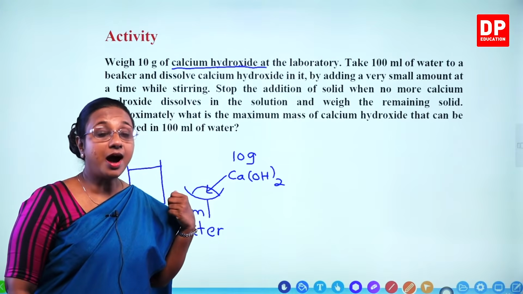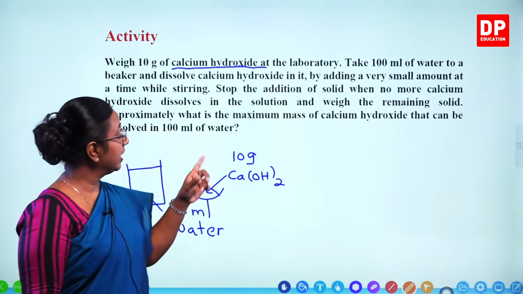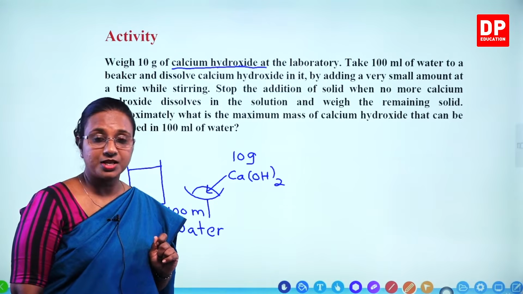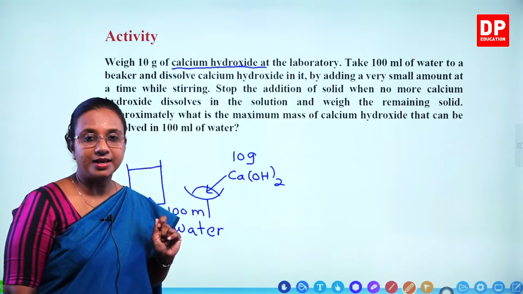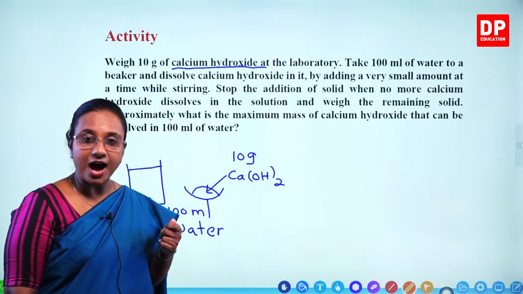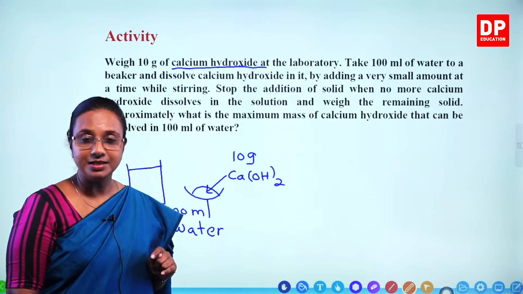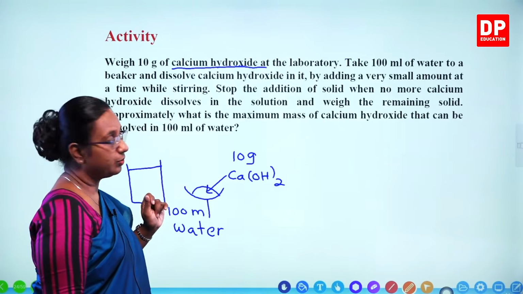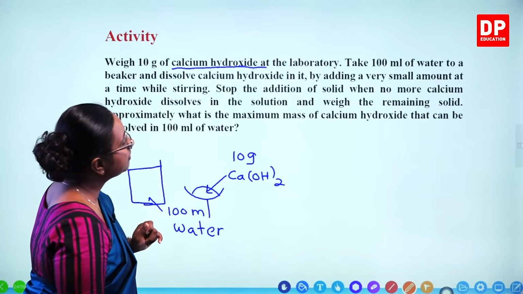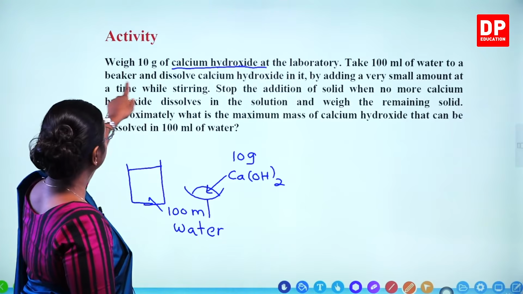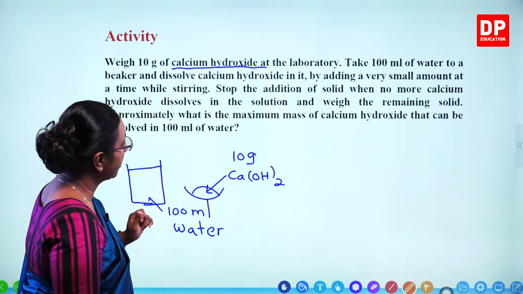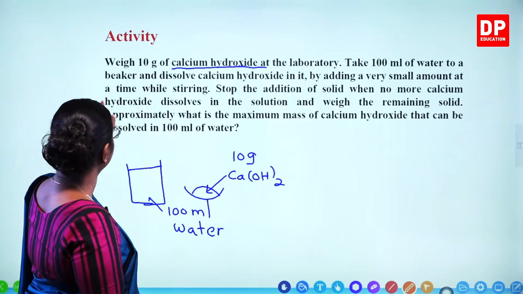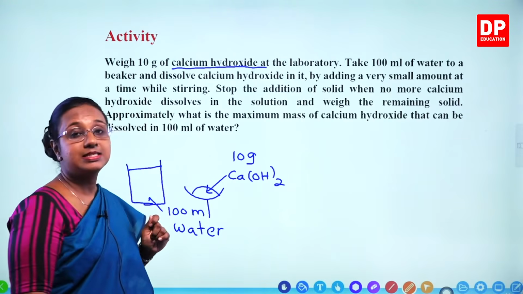Earlier we took 100 grams of sodium chloride. Here we take 10 grams of calcium hydroxide. You must be wondering why. Maybe you have already understood what will happen here. Let us see. Then what do we do? Take 100 milliliters of water to a beaker and dissolve calcium hydroxide in it by adding a very small amount at a time while stirring.